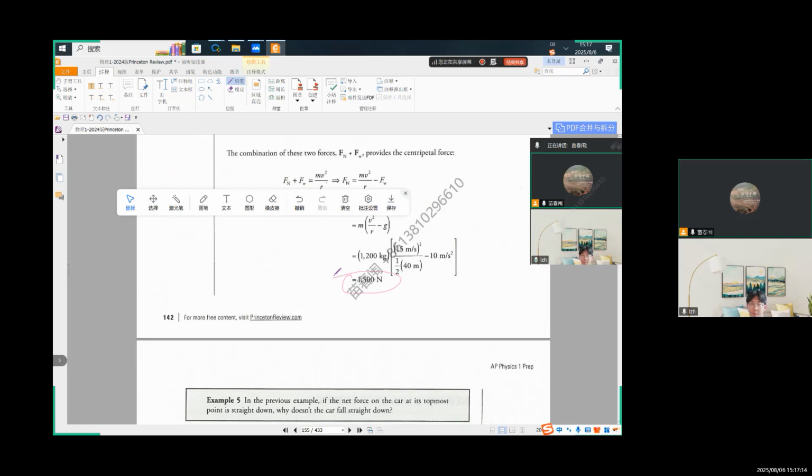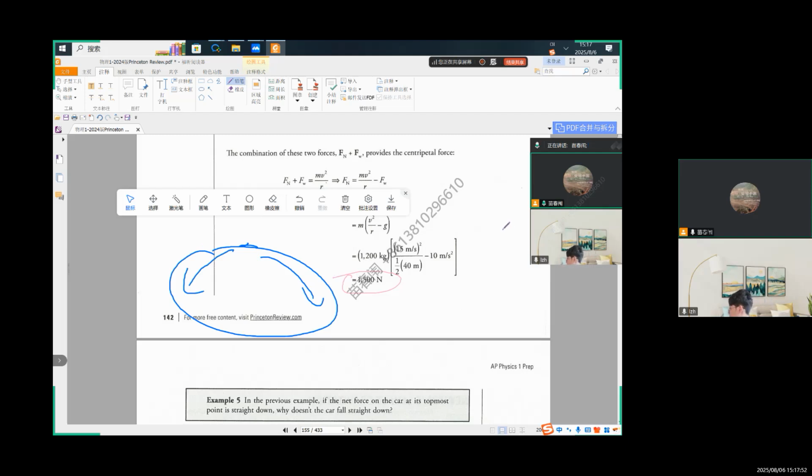In the previous example, the net force of the car points straight down. Why does the car not fall straight down? Because there's a supporting force. There's a force surrounding like this, right? Why doesn't it fall down? Is it a centripetal force as well? No, not exactly. It's the same phenomenon, but you have to think about that moment.